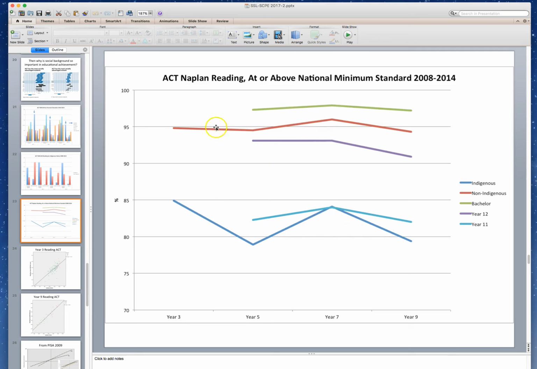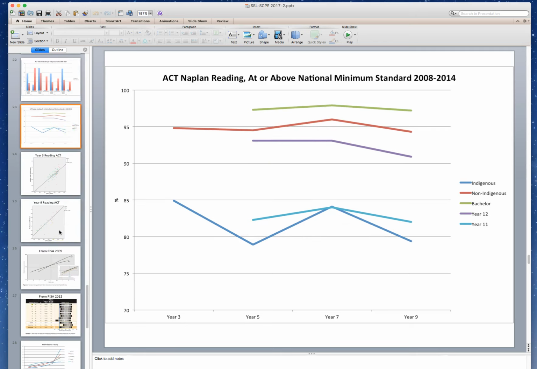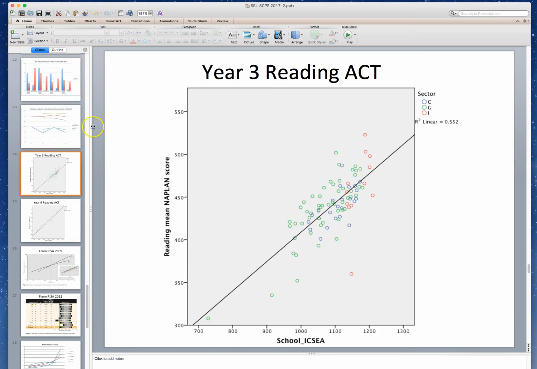Same with Indigenous and non-Indigenous kids. That gap isn't changing. So that's something we need to be mindful of. We might talk about ACT going well, but there's some things hidden in there that we need to work on. Even when we look here, there's this issue of segregation going on.